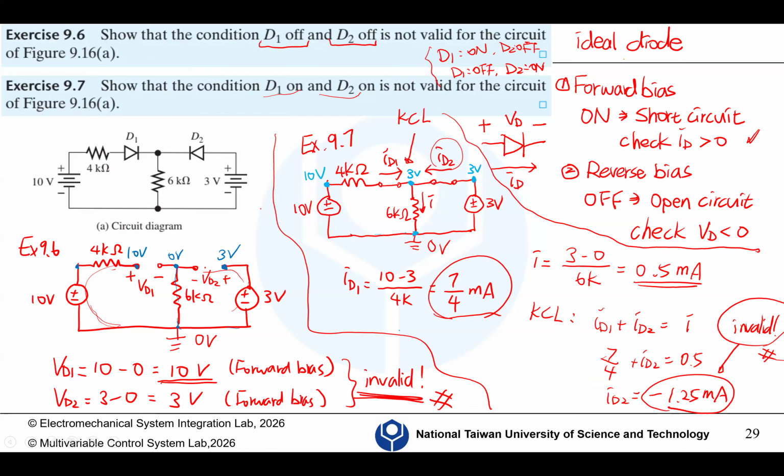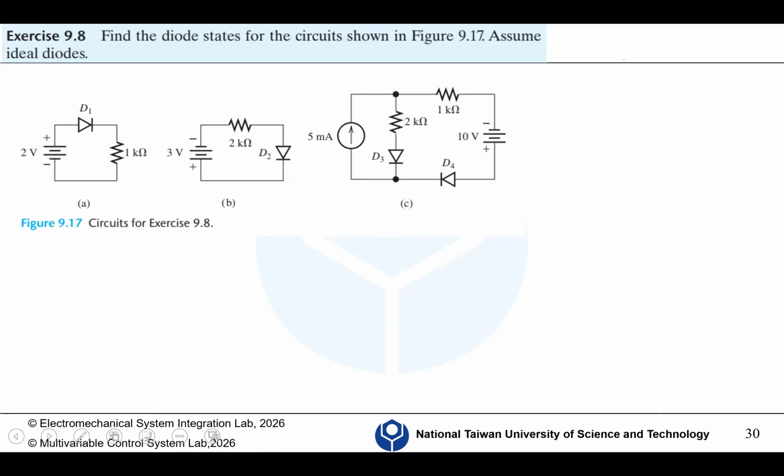So although we did not actually find the correct answer, I already showed you how to get rid of the false assumptions. All right, and then we look at the next problem. Find the diode states for the circuit shown in figure 9.17. Assume ideal diodes. So you need to assume ideal diodes.